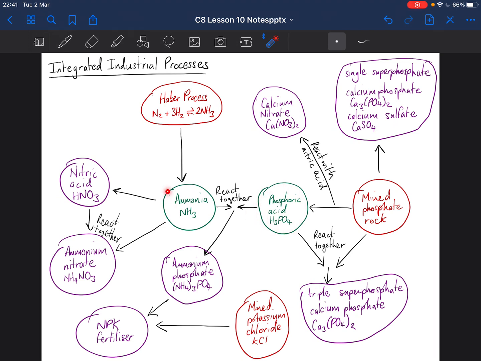Our phosphoric acid can react with ammonia to produce ammonium phosphate, which would produce our NPK fertilizers when we mix it with a mined potassium chloride rock. The Haber process will feed into this process that you've learned before in video 7 by producing the ammonia that we're going to use in the process. And this ammonia can then be turned into nitric acid or reacted with nitric acid that it's also used to make to produce ammonium nitrate. This one here, this one here, this one here, and this one here, they are all turned into fertilizers or salts of some sort that we can sell.